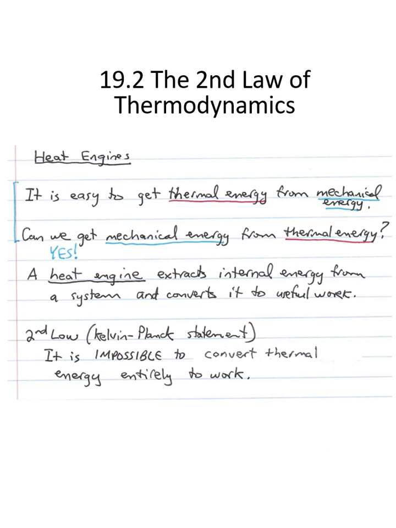What they recognized, going back to the 1700s, is that it's easy to get thermal energy from mechanical energy. A quick way to do this is you rub your hands together vigorously and you can create heat. The friction gives you that heat. So we can get thermal energy from mechanical energy.